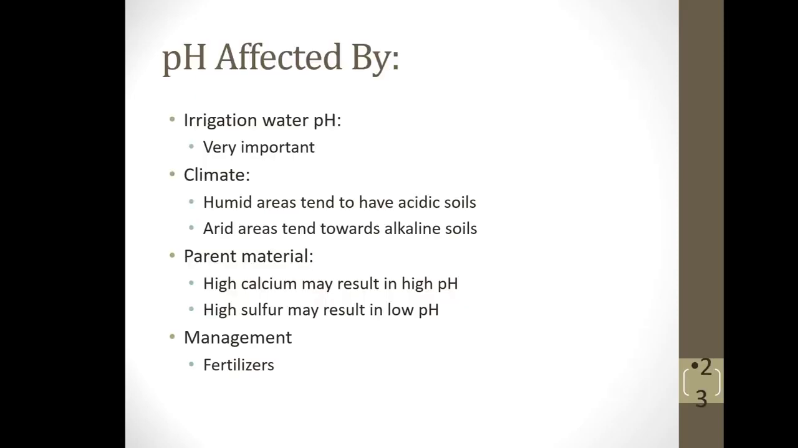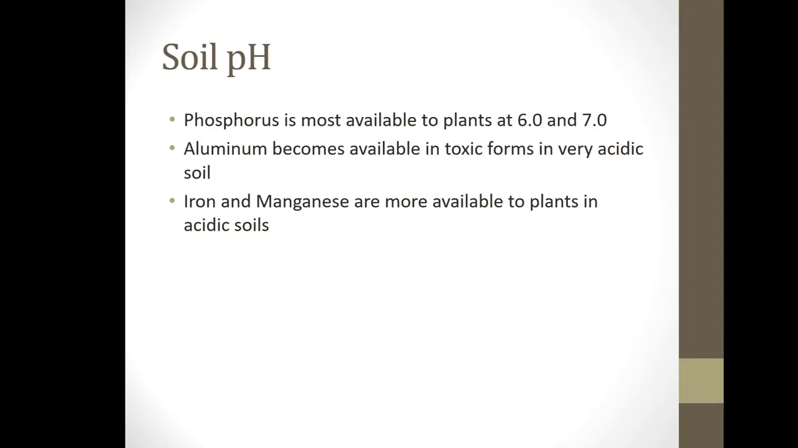So irrigation water is very important when you're talking about pH. And humid areas tend to have acidic soils. Arid areas tend to have alkaline soils. Parent material, if you've got high calcium, it may result in a high pH. High sulfur may result in low pH. And you're usually managing with fertilizers and other means. So phosphorus is most available to plants at 6.0 and 7.0. Aluminum becomes actually toxic in very acidic soil, and iron and manganese are more available to plants in acidic soils.